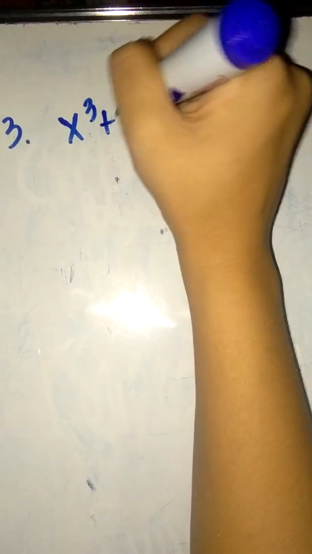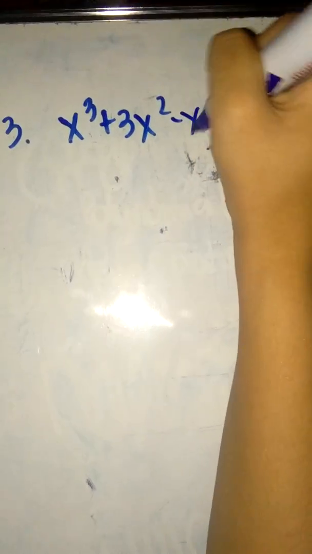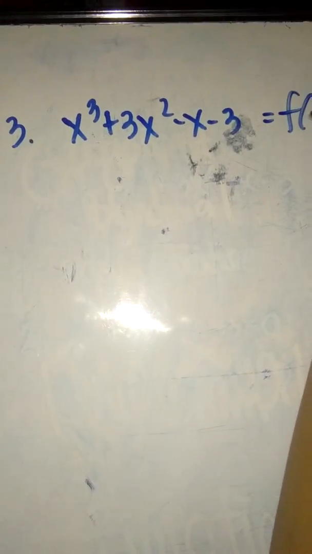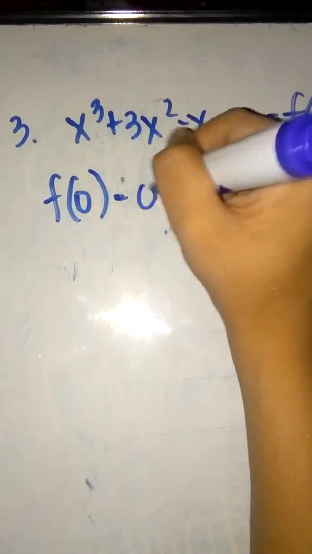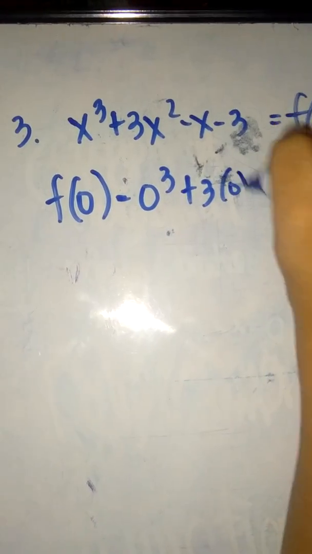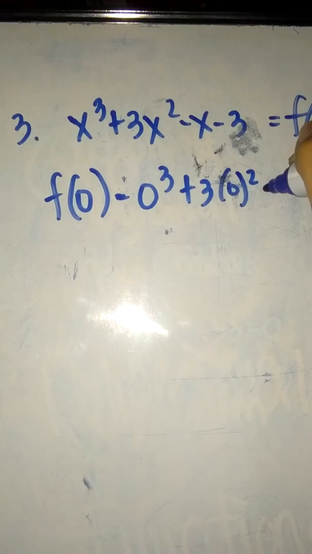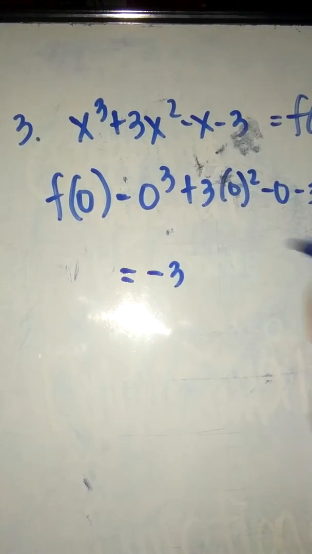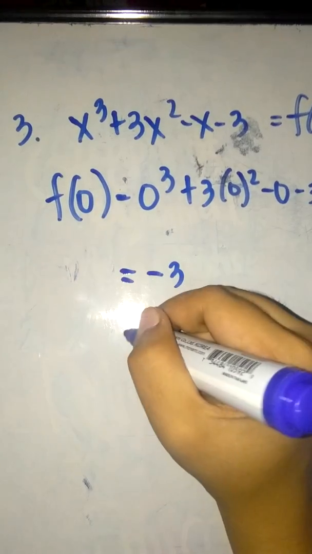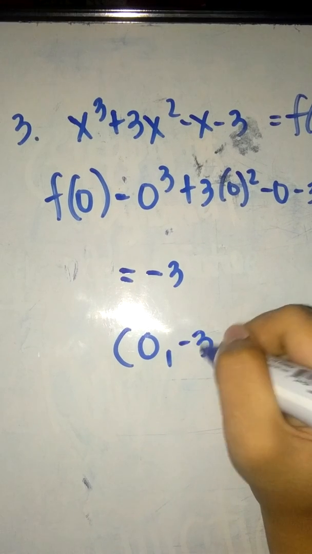Third step is to get the y-intercept. And in y-intercept, we let x be 0. So, since our function is x cubed plus 3x squared minus x minus 3, this is our f of x. So, we let x be 0, so f of 0 equals 0 cubed plus 3 times 0 squared minus 0 minus 3. And solving this one, we get negative 3. So our y-intercept is negative 3, so our point will be 0, negative 3.